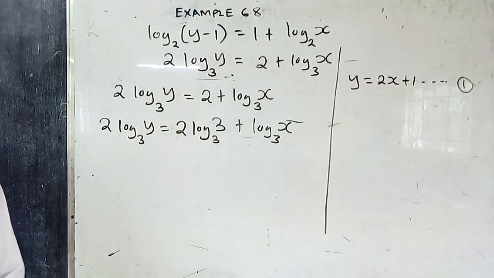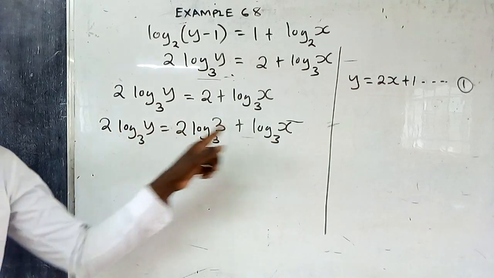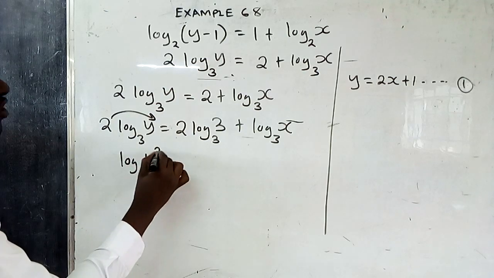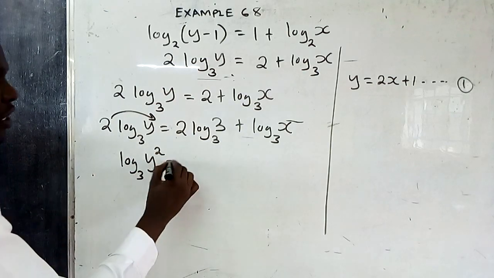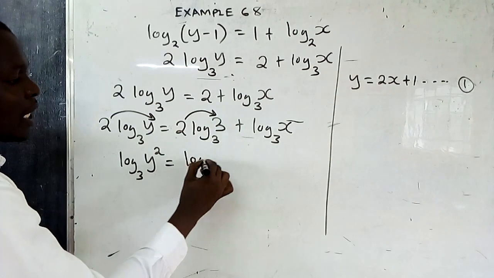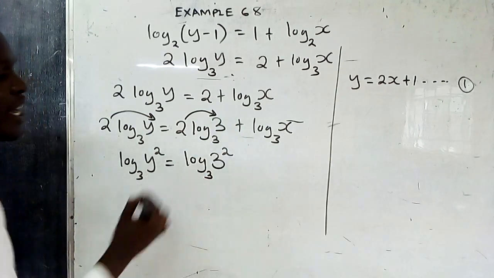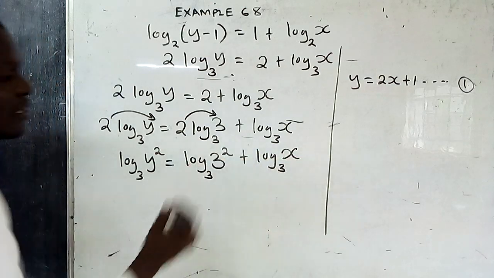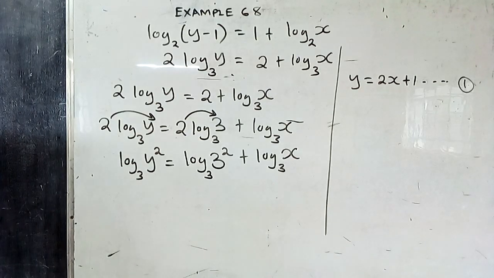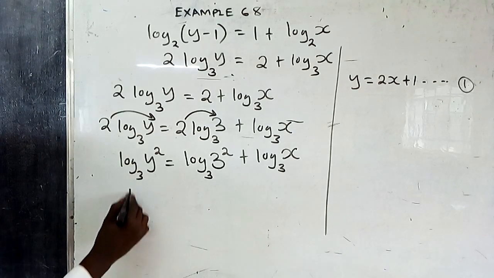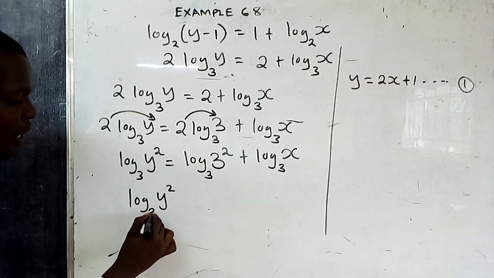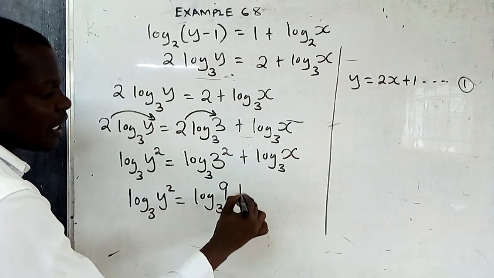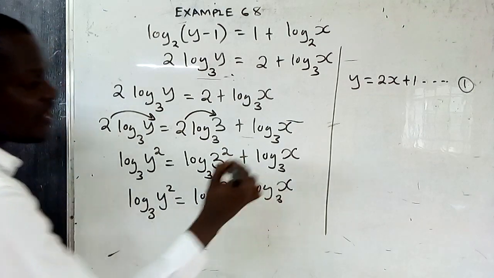Are we together? Then you get rid of the coefficients. So you start, this coefficient becomes the power, so you get log y squared to base 3 is equal to, this coefficient becomes the power, you get log 3 squared to base 3 plus log x to base 3. Are we together? Okay? So this is log y squared to base 3 is equal to log 3 squared, which is 9, isn't it? To base 3, then plus log x to base 3.